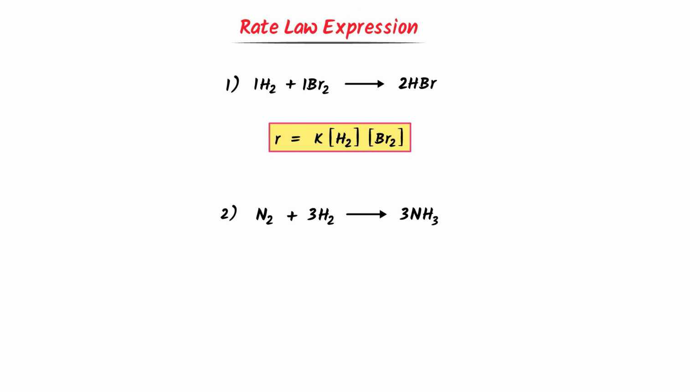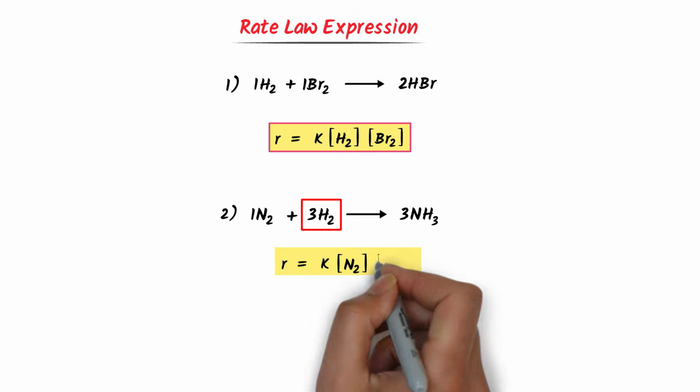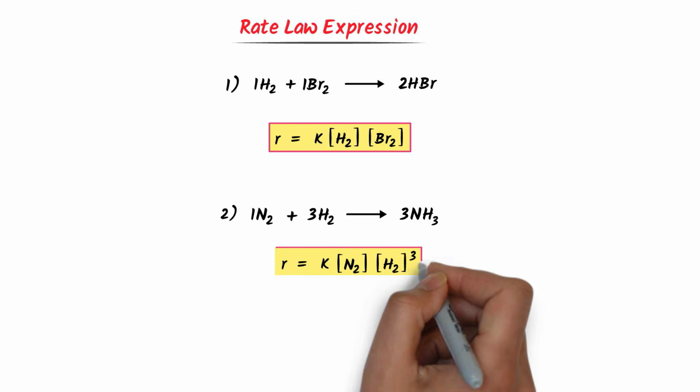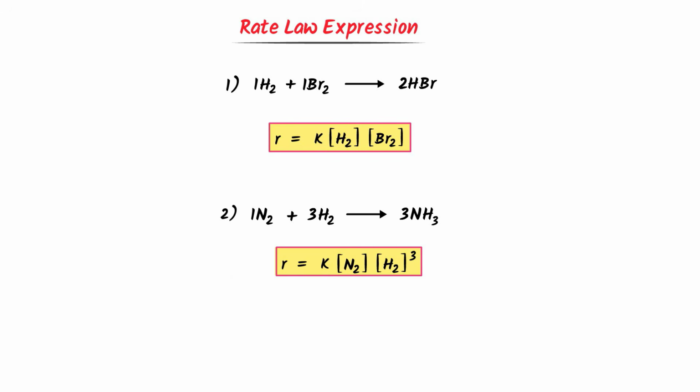Using this rate law expression, we can easily calculate the rate of a reaction. Secondly, rate of reaction is equal to K into the concentration of first reactant, which is nitrogen gas, and its stoichiometric coefficient is 1, and into the concentration of second reactant, which is hydrogen gas, and its stoichiometric coefficient is 3. So I write here 3 as the power. Thus this is the rate law expression of this reaction. Using this rate law expression, we can easily find the rate of a reaction.